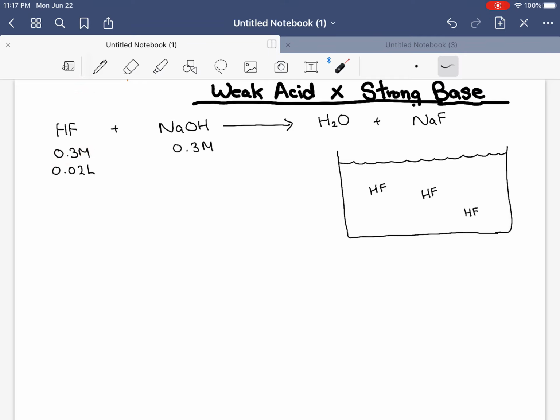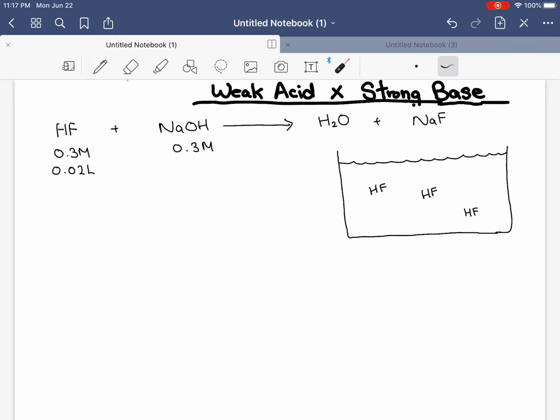When you put HF in water, it might just stay HF. It might not even give you an H. It might give you a little bit of an H, but because it is titrated with NaOH, NaOH will actually force HF to separate, due to Le Chatelier's principle.